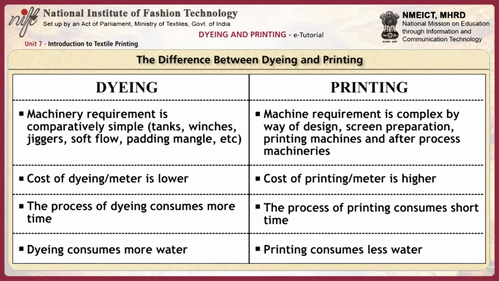In dyeing, simple machinery such as tanks, winches, jiggers, soft flow and padding mangle are required, but printing is more complex by way of design, screen preparation, printing machineries and after-process machineries. The cost of dyeing per meter is lower than the cost of printing. The process of dyeing consumes more time than printing. Dyeing consumes more water than printing.